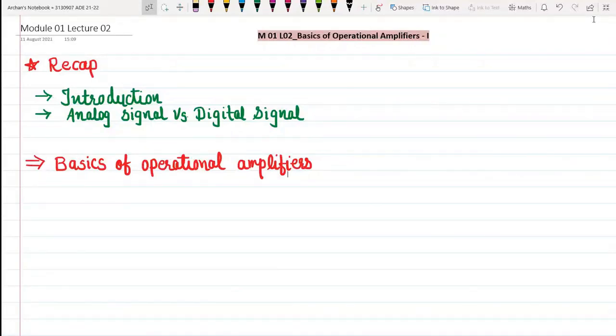So in the very first lecture of analog and digital electronics, we have seen a brief introduction about the subject. As I have told you, the subject is divided into two parts: one is the analog electronics part and another one is digital electronics part. And yesterday only we have seen the difference between these two signals.